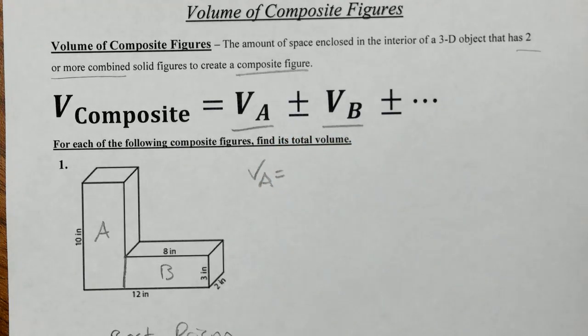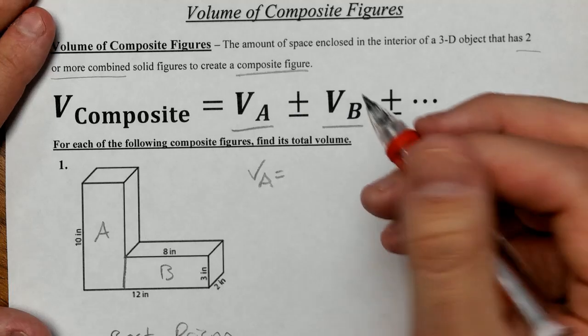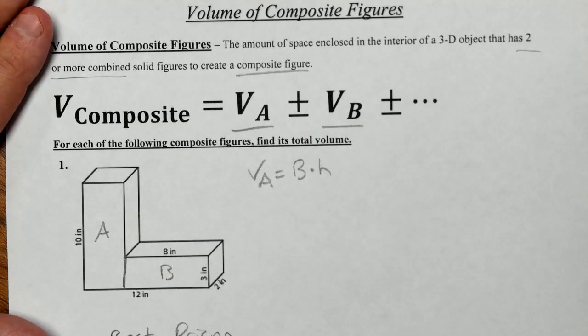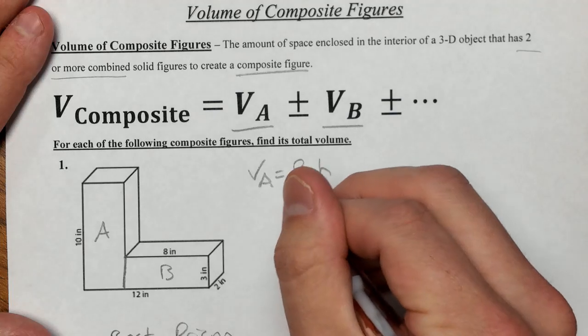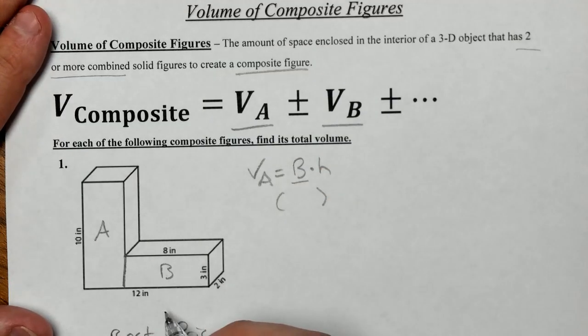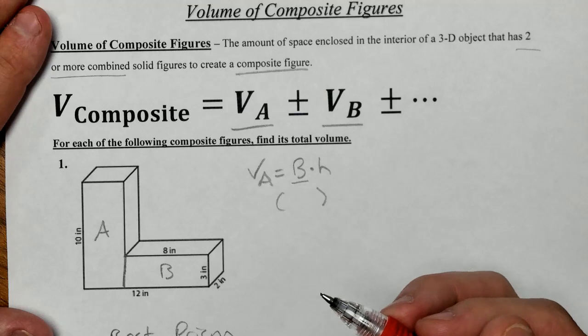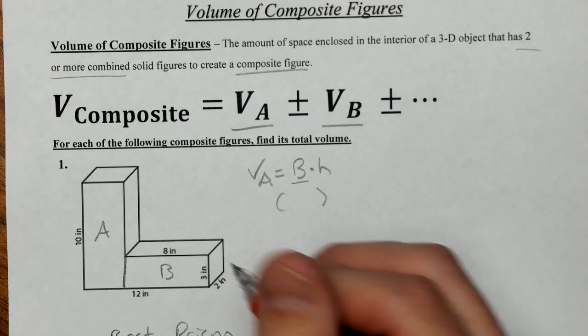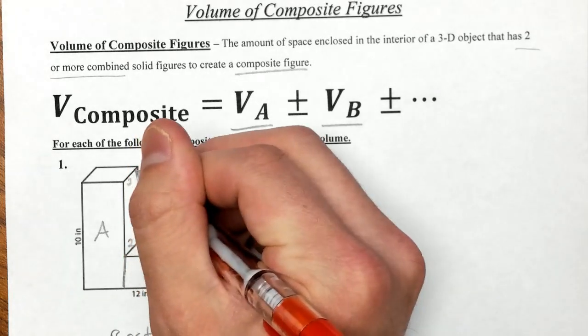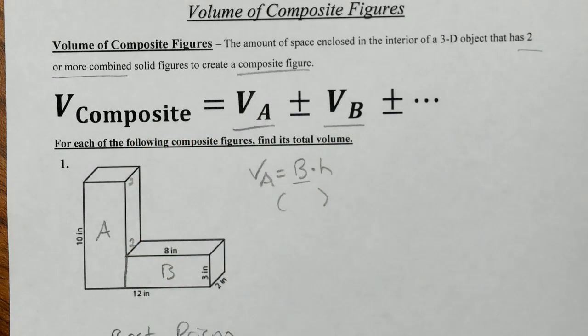So the volume of shape A, one of the things I need is big B. So this is going to be big B times H. Well, what is the base shape of this rectangular prism? Well, it is just a rectangle. I notice that this is 2 over here, meaning this length is 2. This entire depth of this shape is going to be 2.